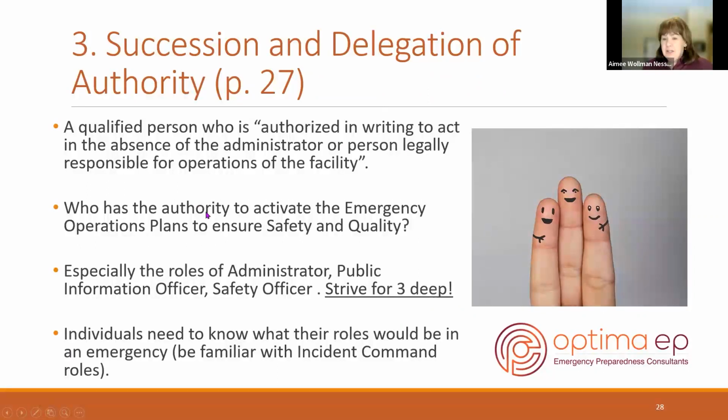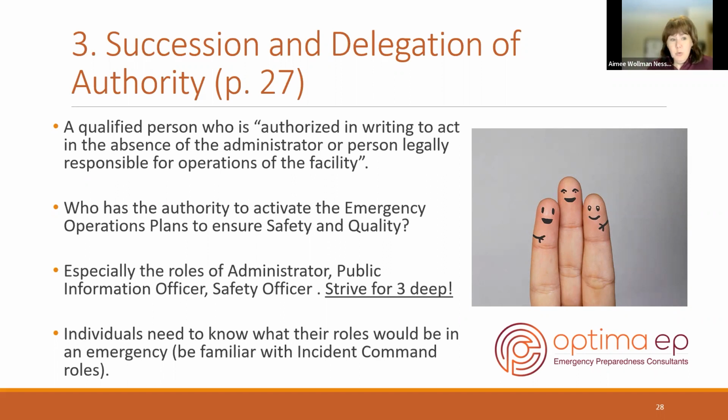Succession and delegation of authority. One of the reasons why there's some changes to this section is because we've had nursing home administrators who became very ill or died during COVID. And there was nobody within that policy and procedure of that organization that had written authority to make decisions in the place of that administrator. That's a really big lesson learned.